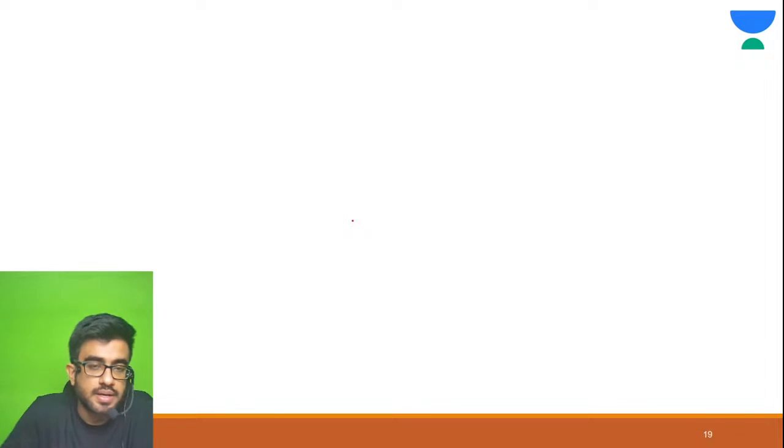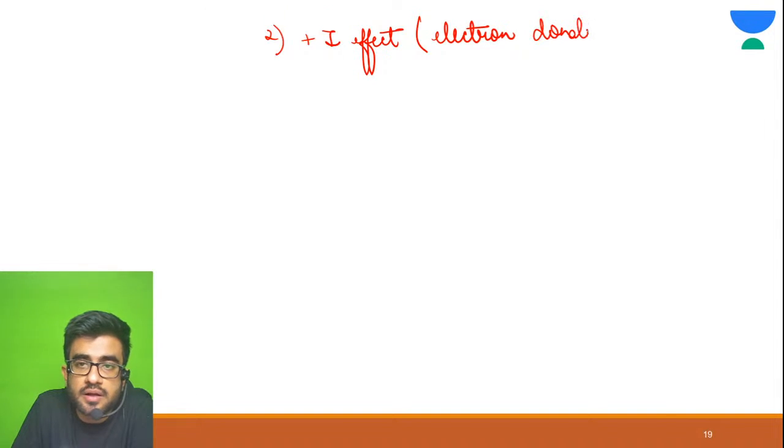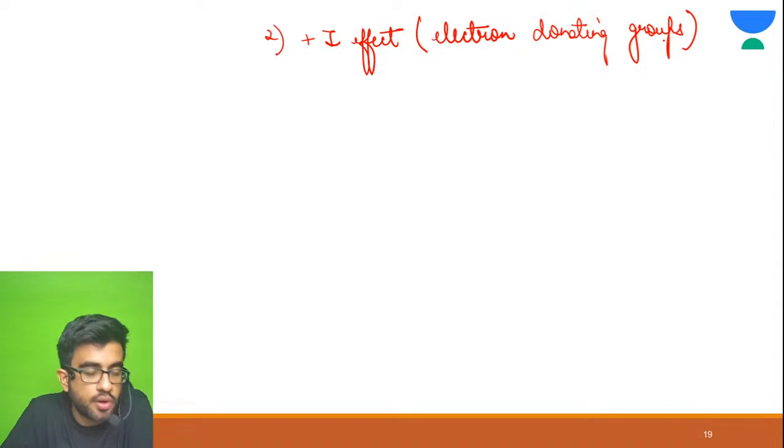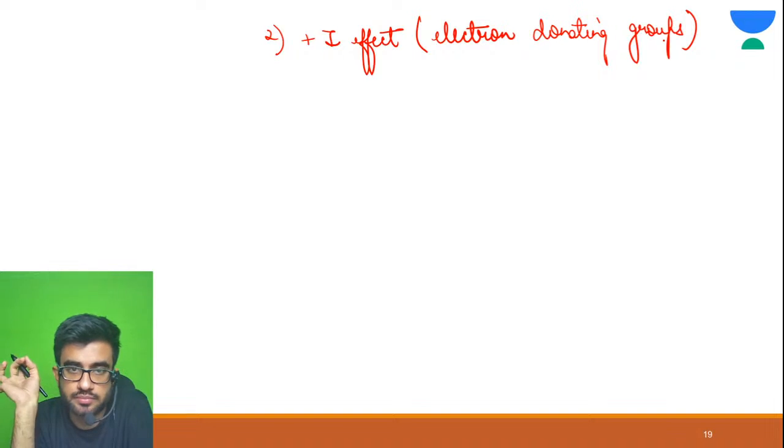Alright? Great. Now let us go for plus I effect. What is plus I? Plus I are electron donating groups. They donate their electrons. Positive charge, Rajni, yes. Positive charge means they are creating electron deficiency. That's why they are electron withdrawing groups. So electron withdrawing groups would always create electron deficiency in the carbon chain. Alright, so plus I effect, electron donating groups.